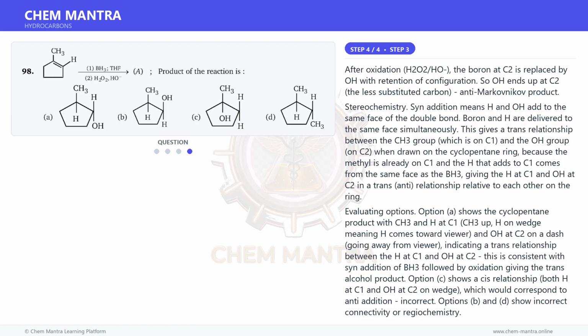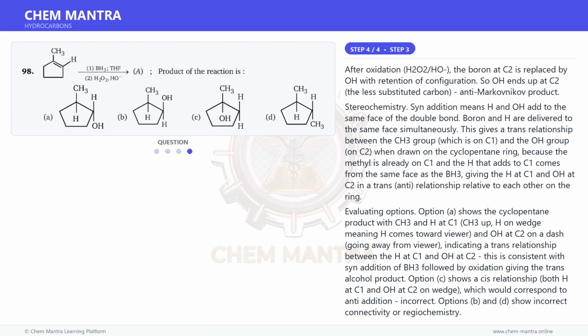Evaluating options. Option A shows the cyclopentane product with CH3 and H at C1, CH3 up, H on wedge meaning H comes toward the viewer, and O at C2 on a dash, going away from the viewer, indicating a trans relationship between the H at C1 and O at C2. This is consistent with syn addition of BH3 followed by oxidation giving the trans alcohol product.